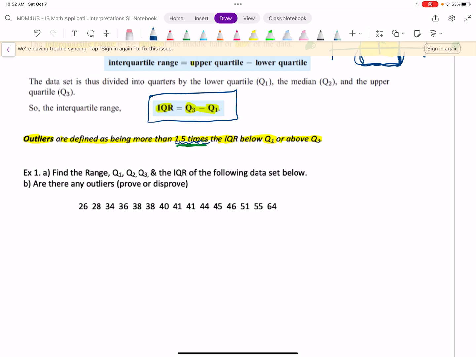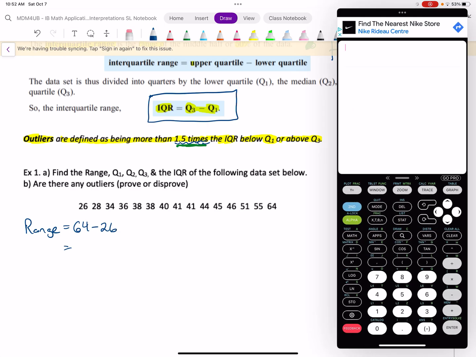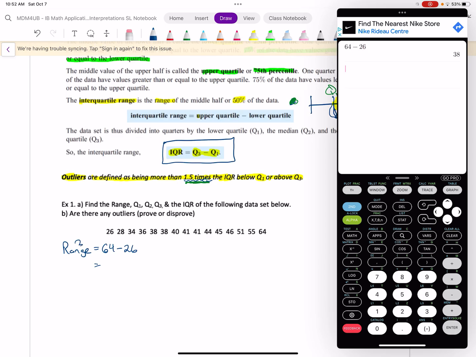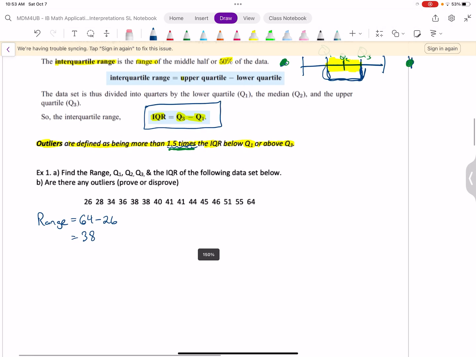So let's start here with the range. We've got this data, and it's lined up mostly in order. So my range is the highest, 64, minus my lowest, 26. So 64 minus 26, I get 38. So there's my range.